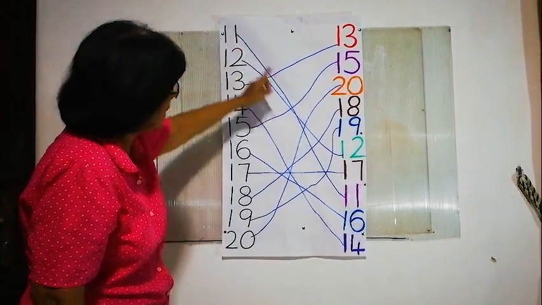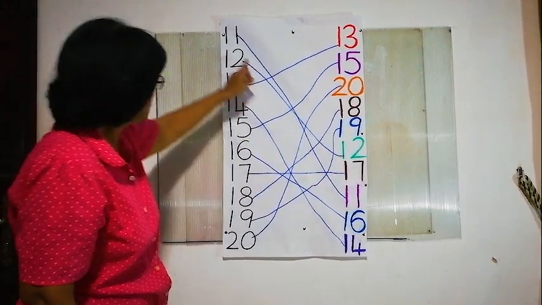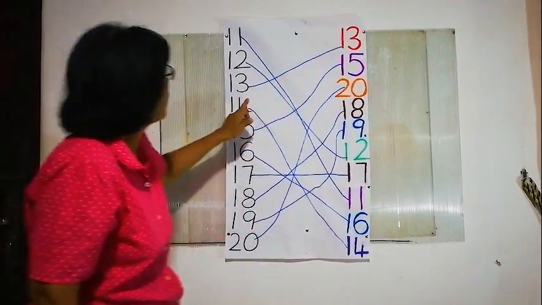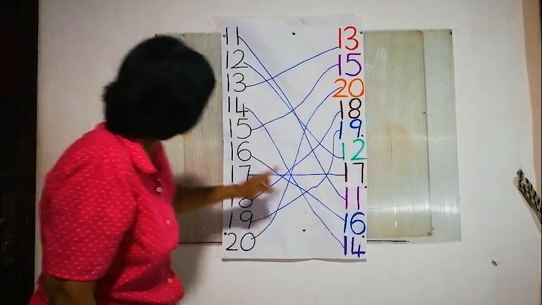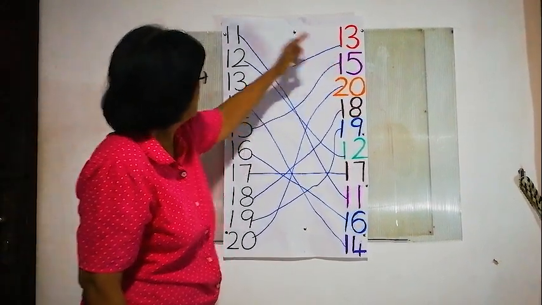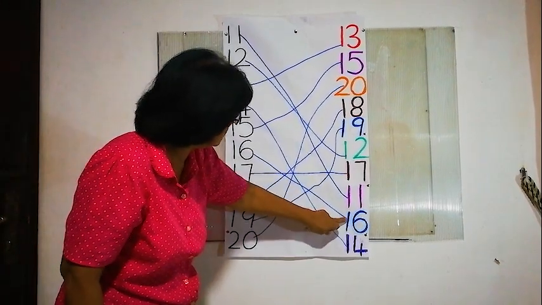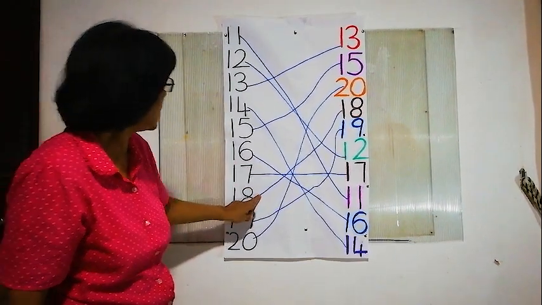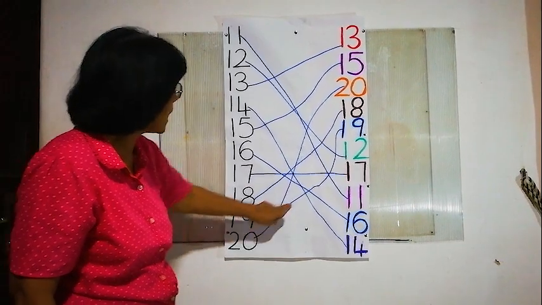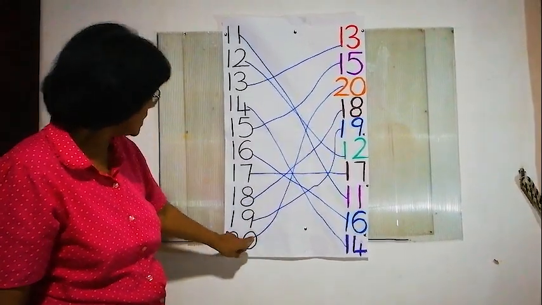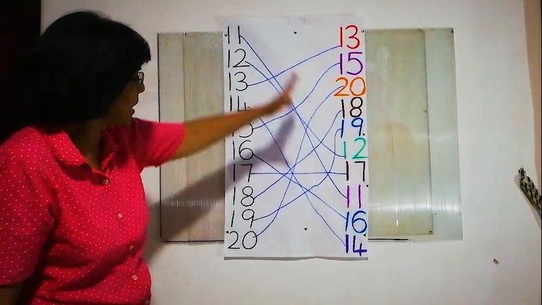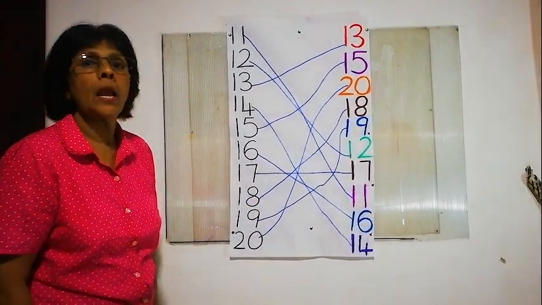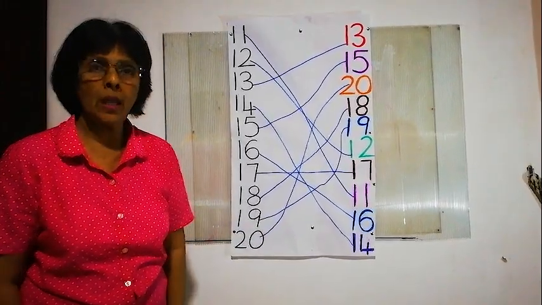11 and 11. 12 and 12. 13 and 13. 14 and 14. 15 and 15. 16 and 16. 17 and 17, 18 and 18, 19 and 19, 20 and 20. Now all the numbers are correct. We matched the numbers and the lesson is now over. Thank you for listening, children.